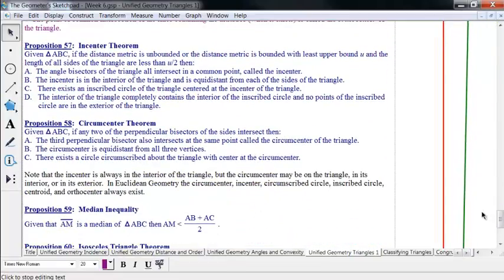And it turns out that this says something about an incenter being the center of a circle that's going to be inscribed inside the triangle, and it tells you how to find the incenter in this proposition. And the same thing is going to be true for the circumcenter. This theorem tells you how to find it. It's going to be the center of a circle which is going to be circumscribed about the triangle.